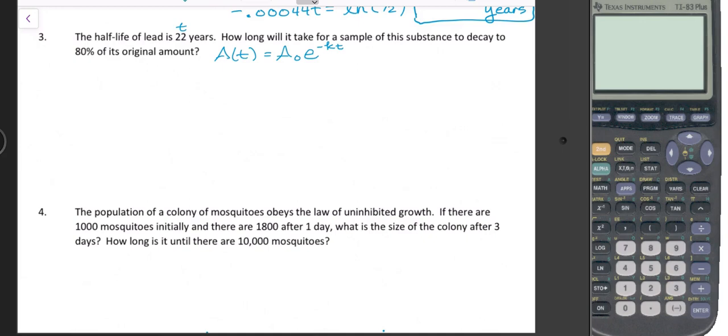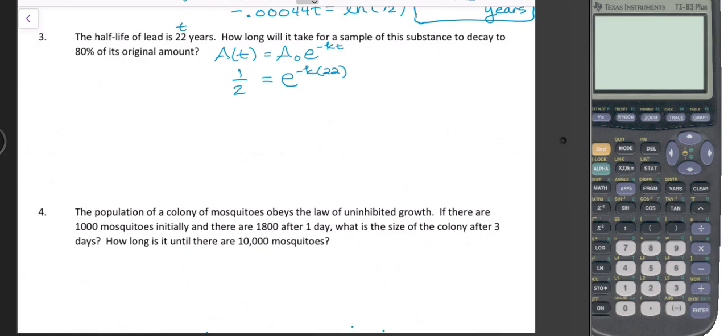Since I do know the half-life, that means I know how long it takes for an initial amount of 1 to be cut to 1/2. So I can use that to figure out my k. I'm going to plug in that half-life t of 22, an initial amount of 1, and a final amount of 1/2, and figure out what that decay rate is. So we're ready to go straight to the logarithm.